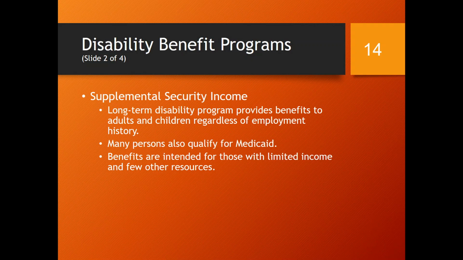Blind adults or children who have a visual acuity no better than 20/200 or have a visual field of 20 degrees or less in the better eye with the use of corrective lenses. Work incentives exist that allow disabled or blind people receiving SSI or Social Security payments to still work within limits.